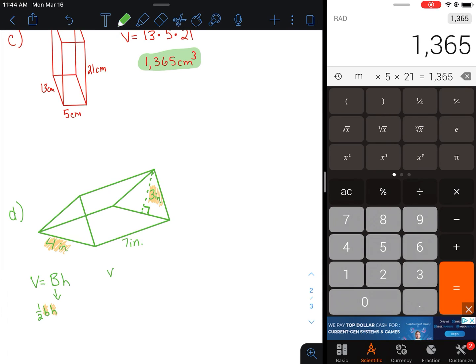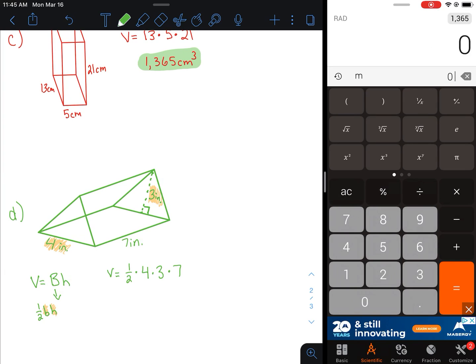So when we are doing this, again, order doesn't matter when we're multiplying. So half times 4 times 3 times 7. If you happen to write it as half times 3 times 4 times 7, it's going to give you the exact same answer. If you happen to do 7 times 3 times 4 times 1/2, you're going to get the same answer. Remember that half is dividing by 2.